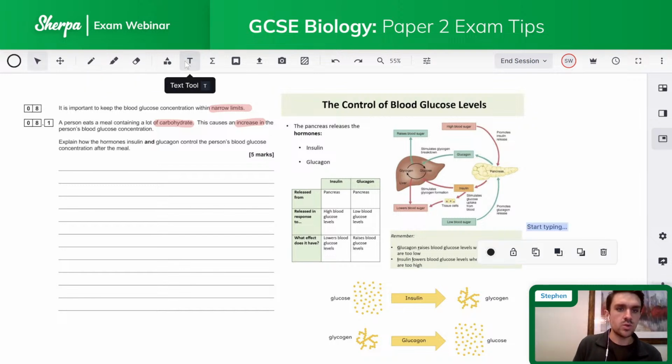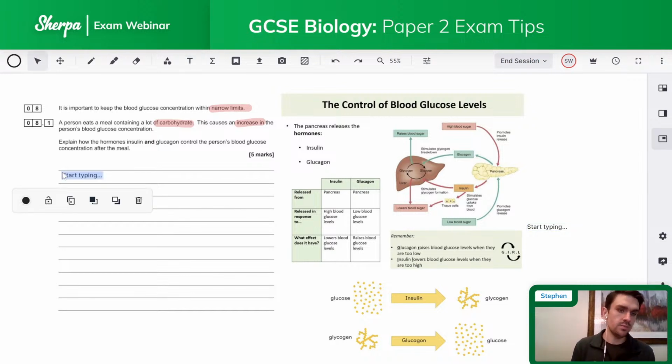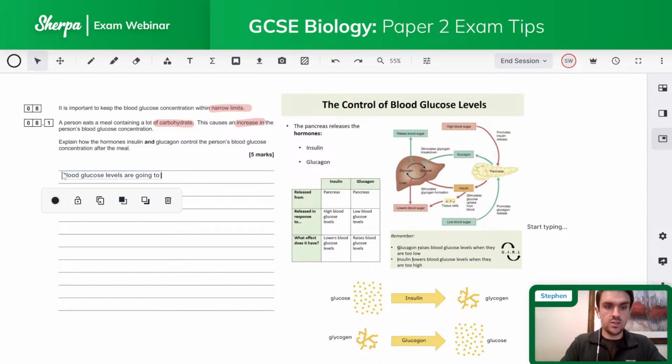So what can we write for this question? Well, explain how the hormones insulin and glucagon control a person's blood glucose concentration after the meal. Okay, well, the first thing that's going to happen is because they've eaten the meal, blood glucose levels are going to increase. Okay, so insulin will be secreted from the pancreas.